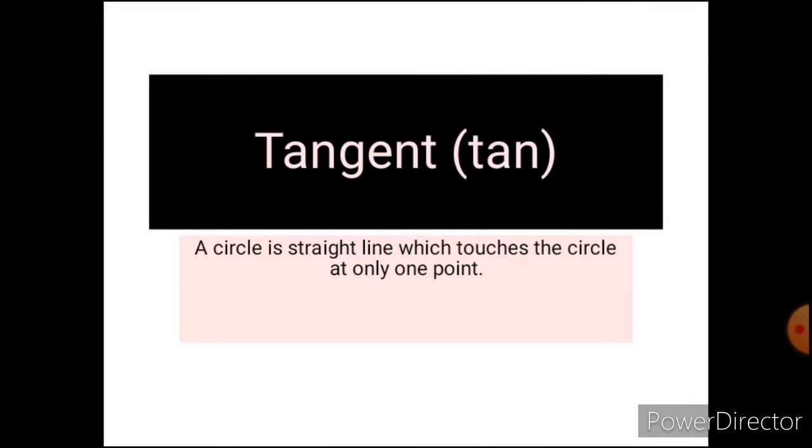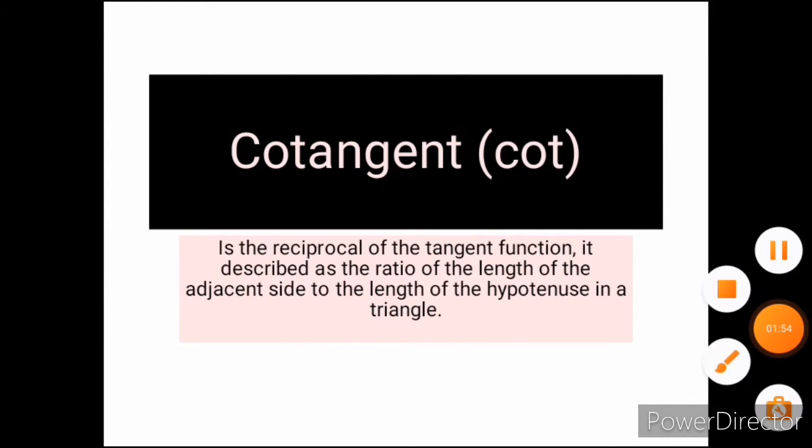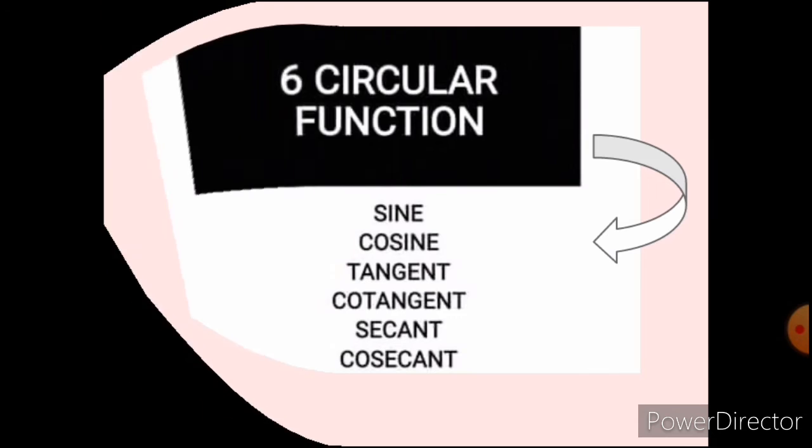A tangent is a straight line which touches the circle at only one point. And the last is cotangent, the reciprocal of the tangent function. It is described as the ratio of the length of the adjacent side to the length of the hypotenuse in a triangle. The six circular functions are sine, cosine, tangent, cotangent, secant, and cosecant.